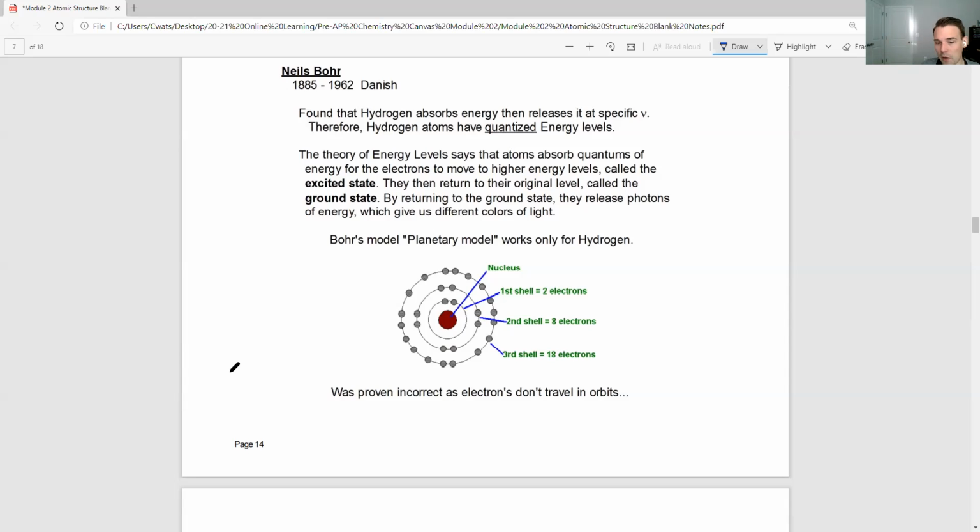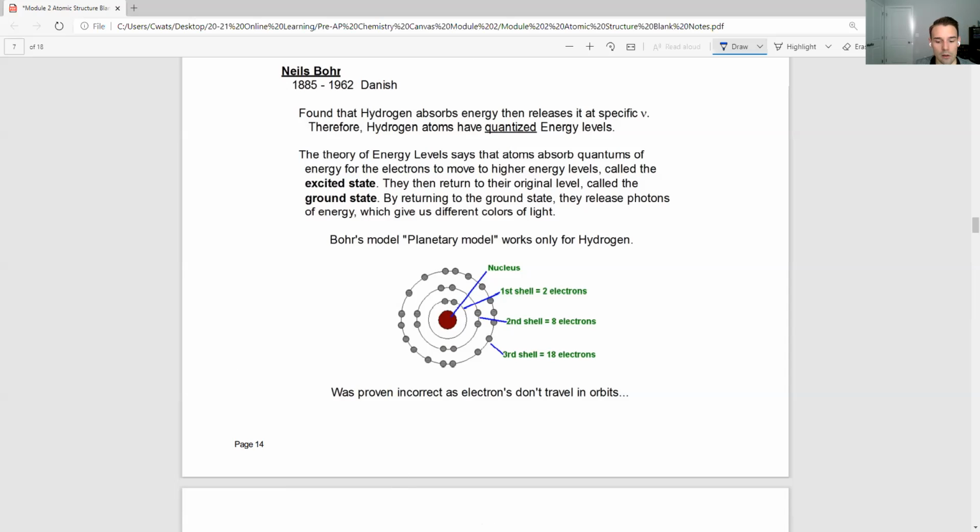Now, this only works for hydrogen. It does not work for other elements, and probably bad experimentation. He only did it once for just hydrogen, and hydrogen only has one energy level, so it makes it pretty difficult.